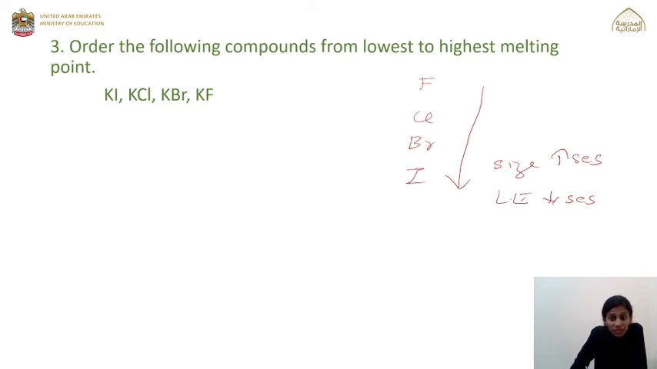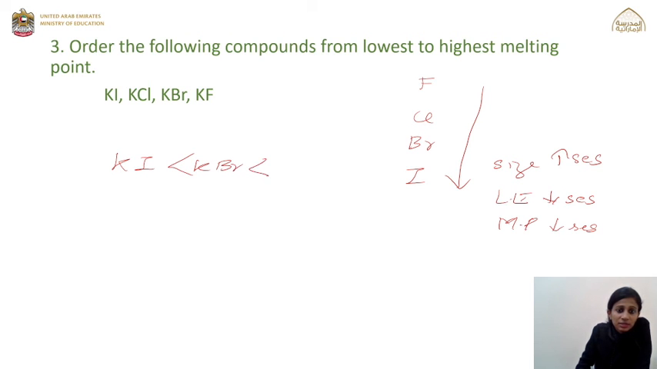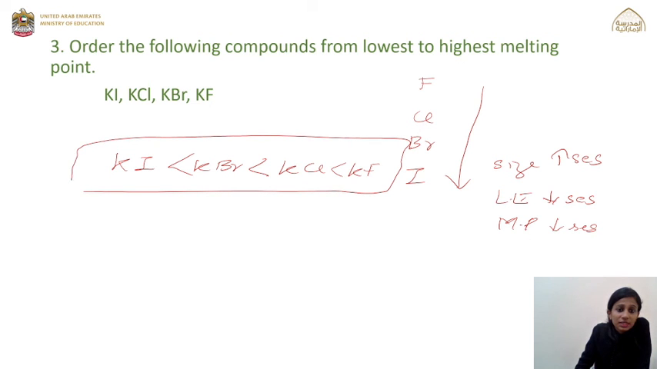And you know, if the lattice energy is less, then the melting point will also be less. Why? Because lattice energy tells about the strength. So the order from lowest to highest will be: first KI, which has the least, then comes KBr, then KCl, and then comes KF. So this will be the order of increasing melting point, from lowest for KI to highest for KF.